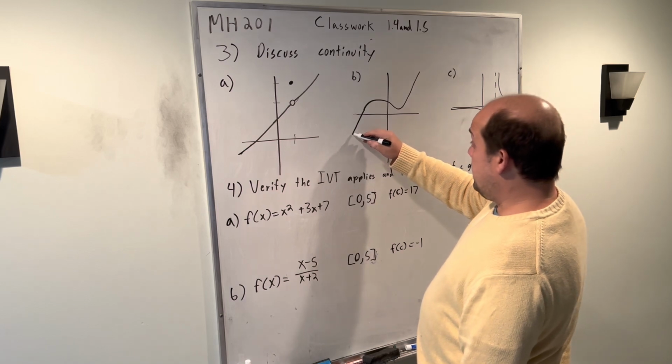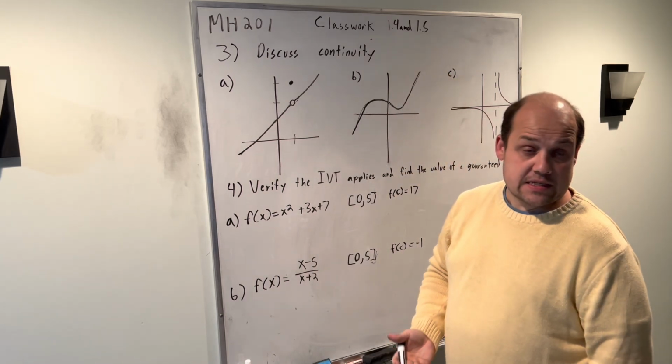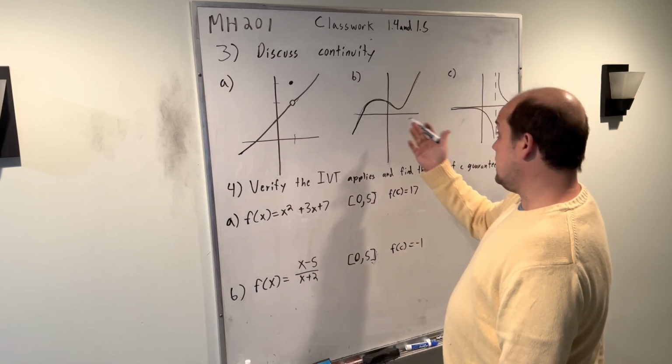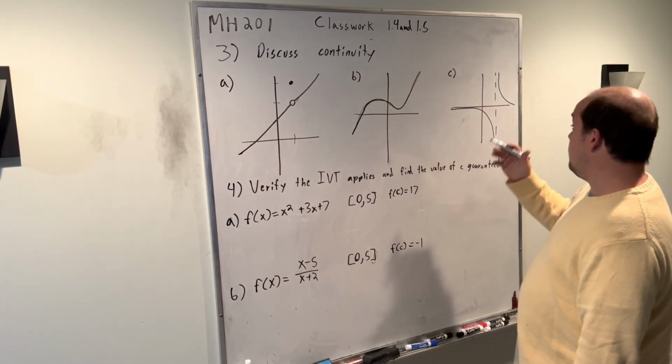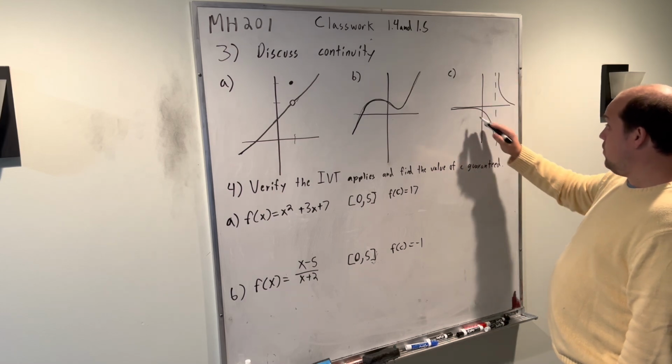Second graph, part B, I can trace the whole way. Nothing here happens that makes it discontinuous. So this is a continuous function. For part C, this has an asymptote. This is a discontinuity.